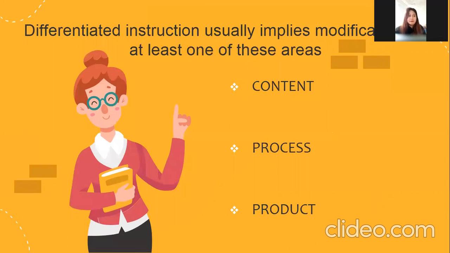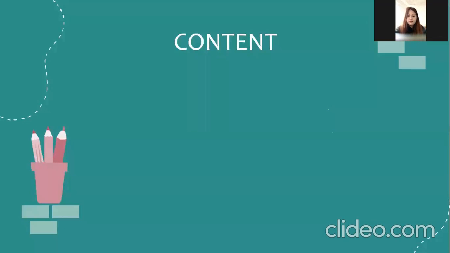What does this mean? Differentiated instruction usually implies modifications in at least one of these areas: content, process, and product. Well, content is the first one. It refers to the ideas, concepts, information, and facts that a student should know at the end of the lesson. You can differentiate content by focusing on the unit's most relevant and essential components and varying them to meet learners' needs by providing them choices.